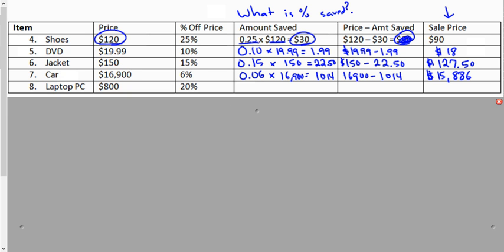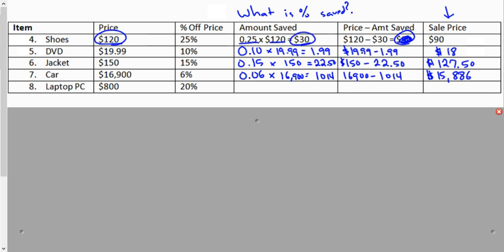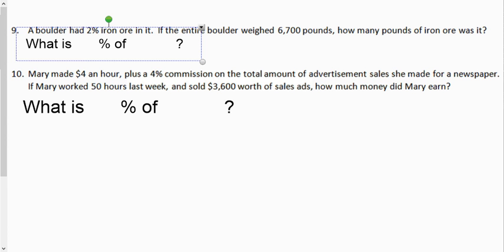is $15,886. And number 8, let's just say you have a laptop and you're getting 20% off. So 20% times the total cost of 800. What is 20% of 800? It would be $160. So since we're saving $160, we would be getting it at, let me double check it, $640. Okay. Now, I don't think there's anything under there now. So let's move on to some more problems.